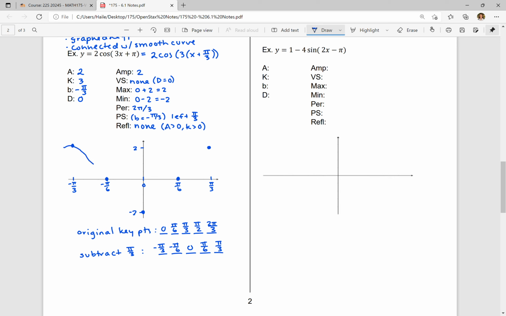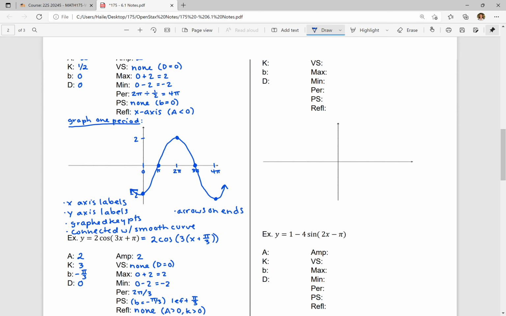So we can connect this with a smooth curve. Notice I don't have any pointy edges. So we have our smooth curve, and I draw 2 arrows on the end. So that is the graph of 2 times the cosine of 3x plus pi.